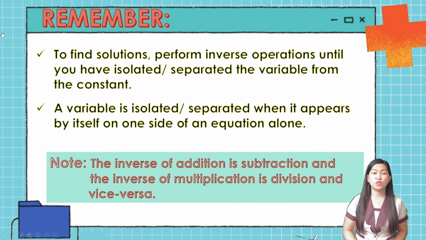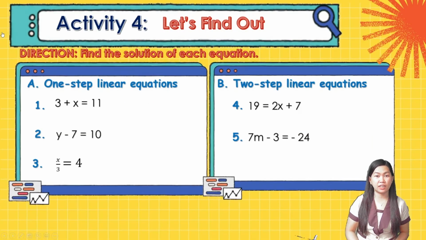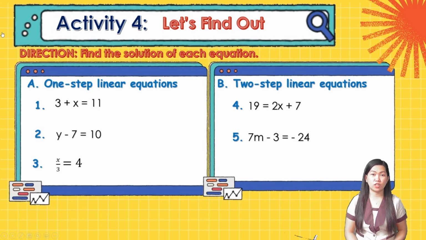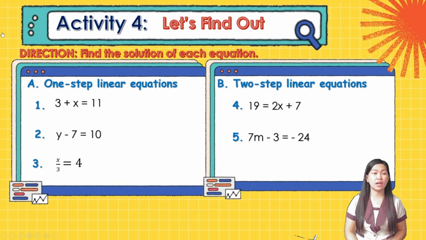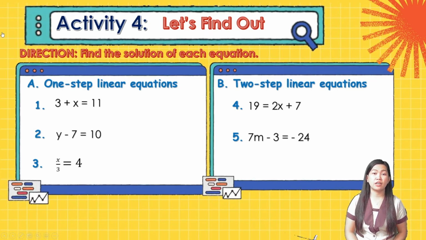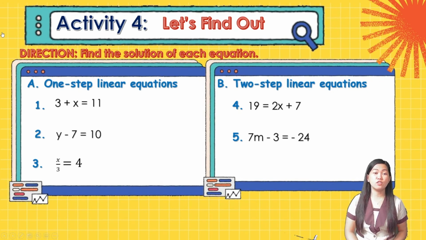And now let's proceed with another activity. Let's find out the solution of each equation. So we have two sets here. Set A, one-step linear equations, and set B, two-step linear equations. Find the solutions by following the steps on how to solve the following equations.